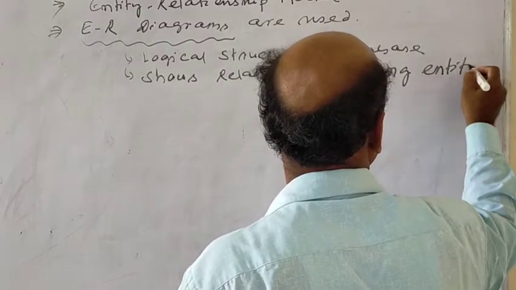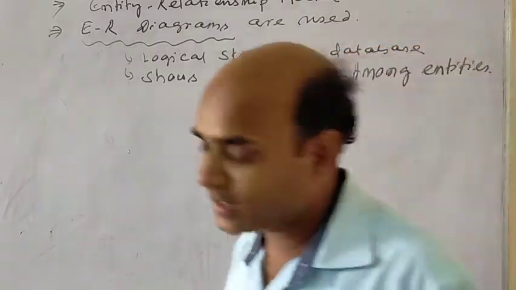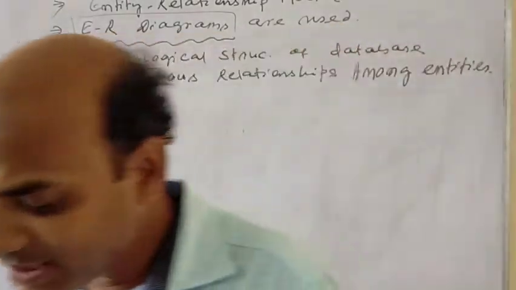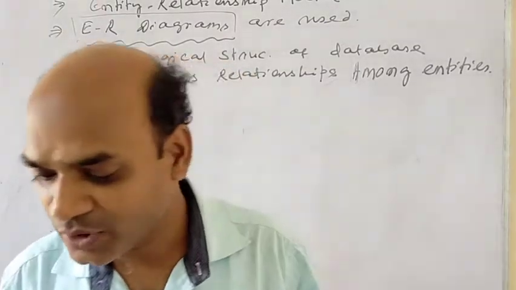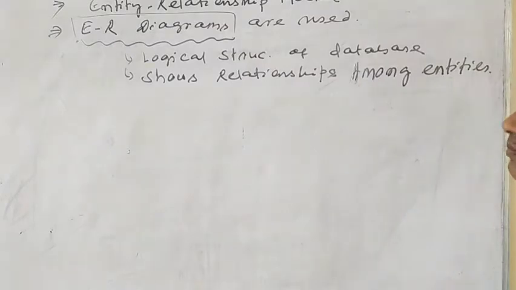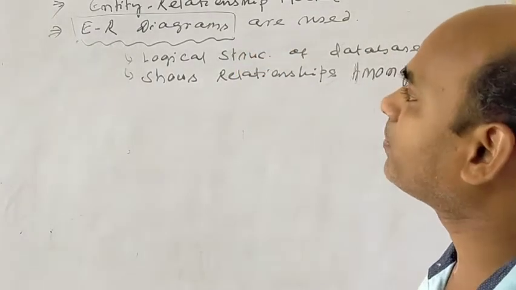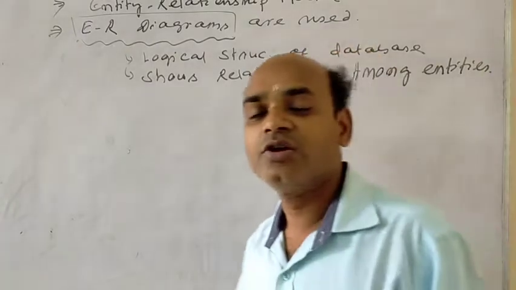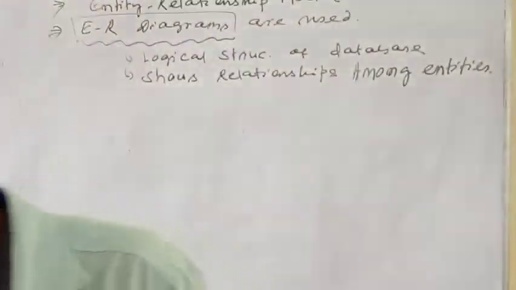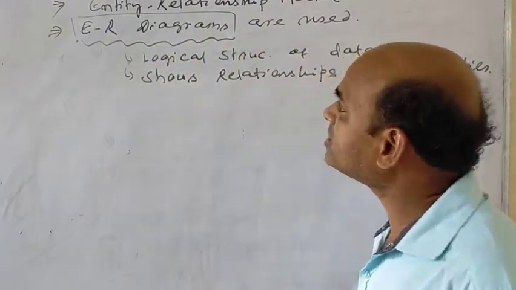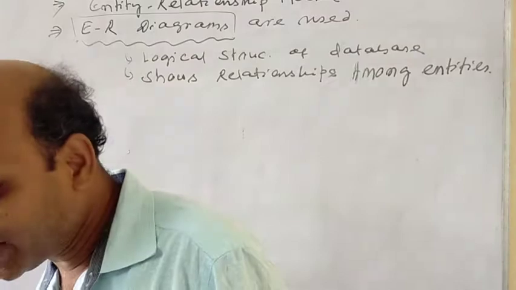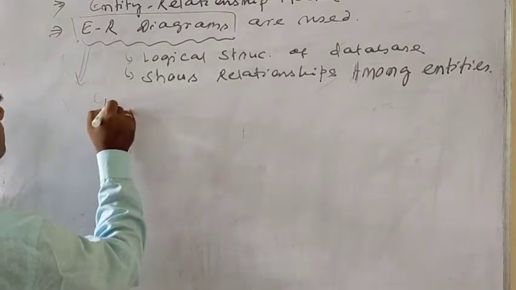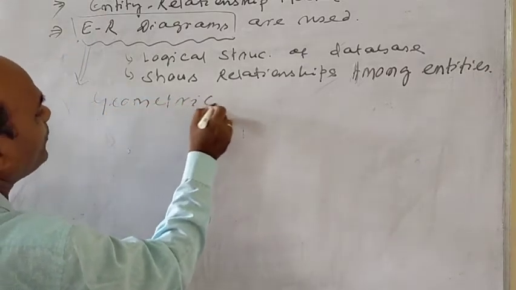Among entities. Then come to the ER diagram. Most important is your ER diagram. This diagram describes the structure of the database with the help of a diagram, which is known as the ER diagram. By using this ER diagram we can show the ER model of the database, which shows the logical structure of the database, how records are stored in computer memory or database. To draw this ER diagram, it is nothing but a geometrical set.